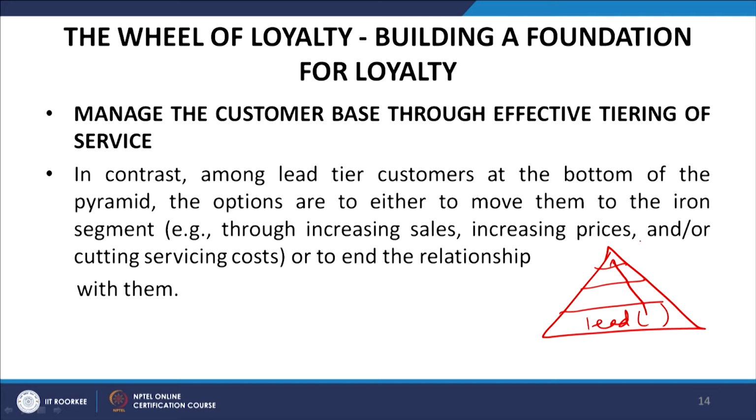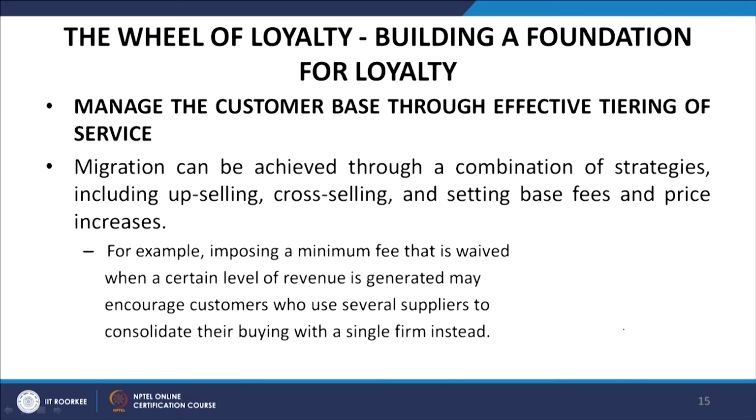Obviously, people from somewhere else will not come here; they will move from bottom to the top. So the key for the company's success is to identify which customers have the potential to be taken up, where the company can make more profits and take the customers to the iron or gold or platinum level. If a customer does not have that kind of potential, then it is beneficial for the company to end the relationship with those customers. But keep in mind that the company should not end relationships with all customers in this lead segment, because from here these customers will move up the ladder.